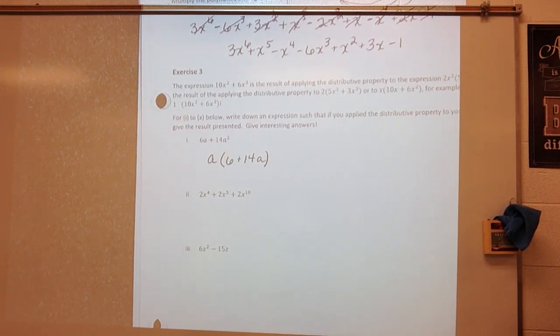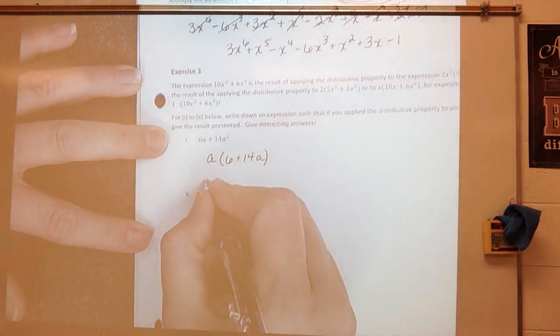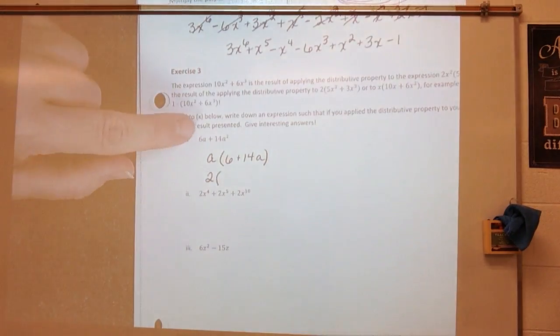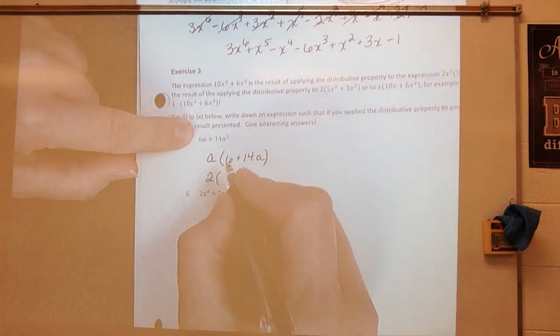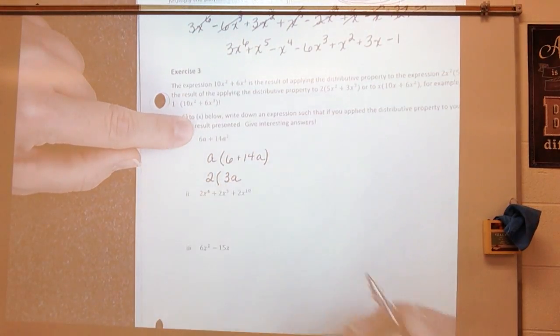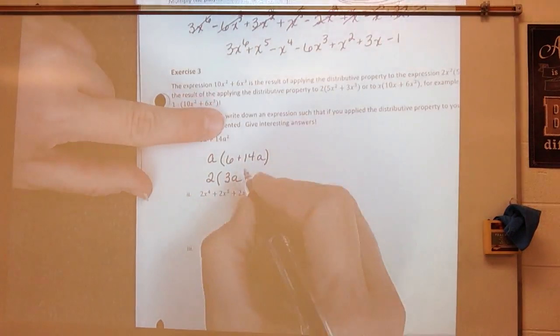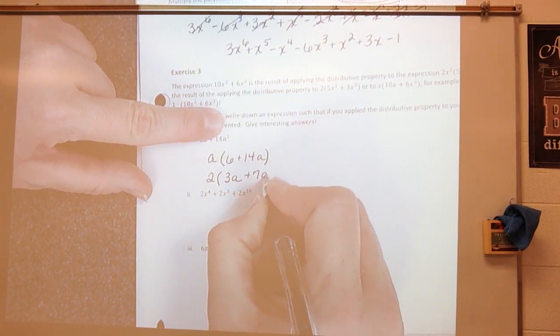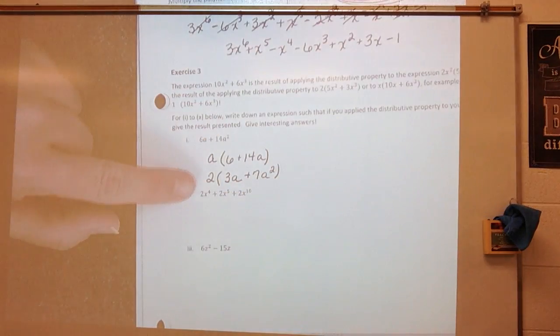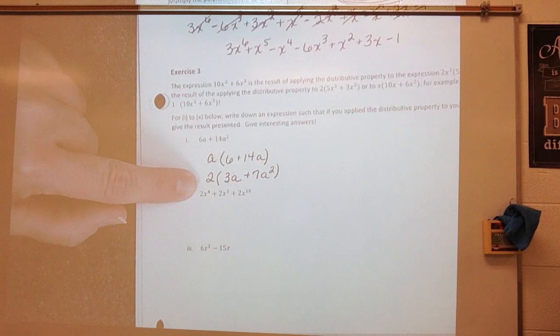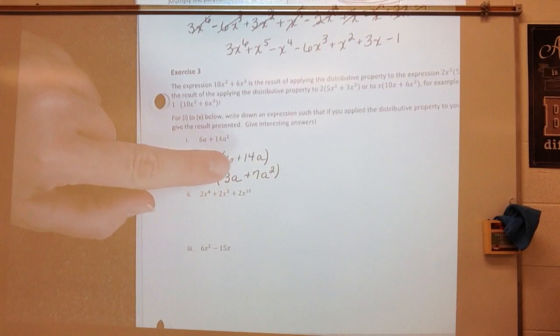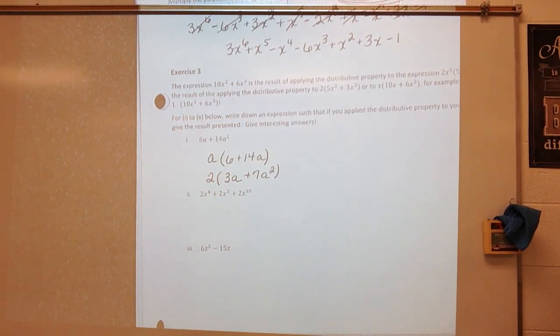All right? Another way that I could have done this, I could have pulled out a 2 and said, okay, well, 2 goes into 6a 3a times, 2 goes into 14a squared, 7a squared times. So if I come back here and I do the distributive property again, I'm going to see that I would get my 6a plus 14a squared. All right?